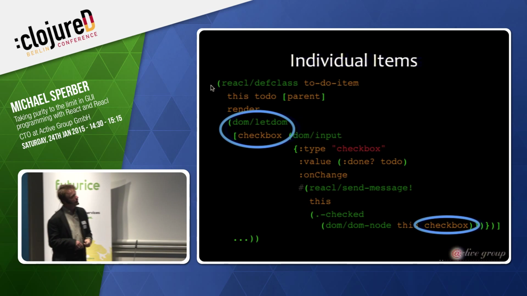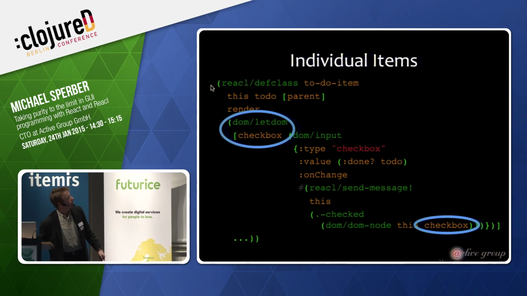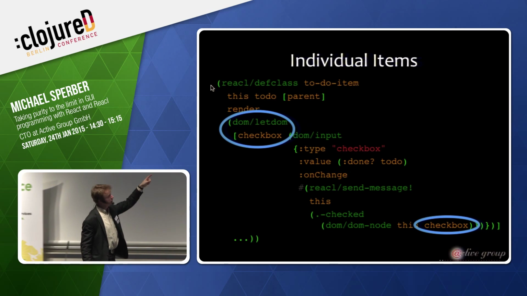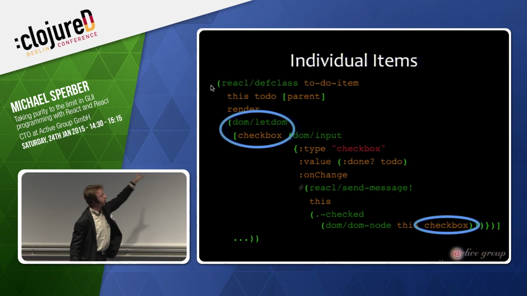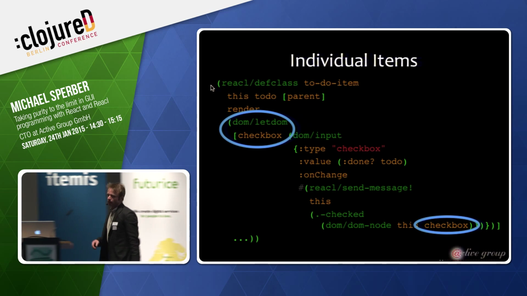Now you can see next that when somebody checks the checkbox or clicks on the checkbox, that leads to sending a message to this object. And so that really separates the modification of the state from describing the change or the action that happens in the GUI.